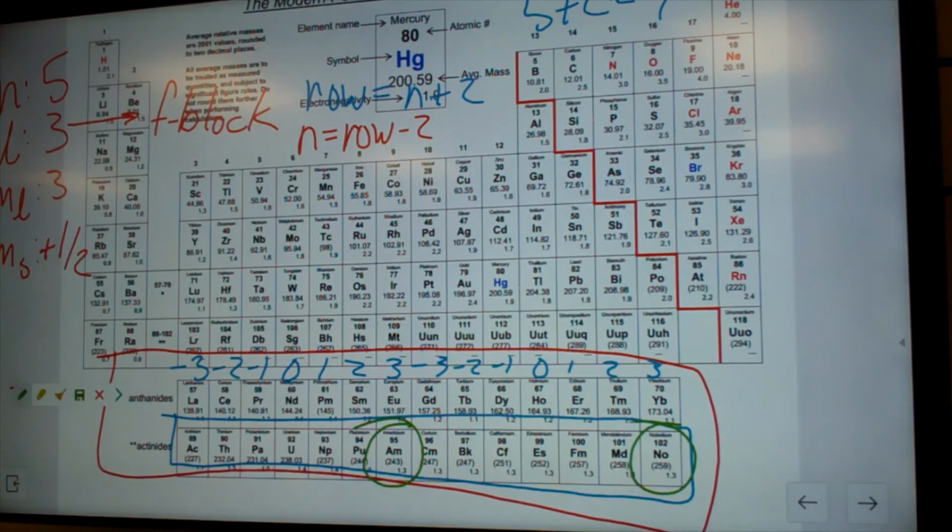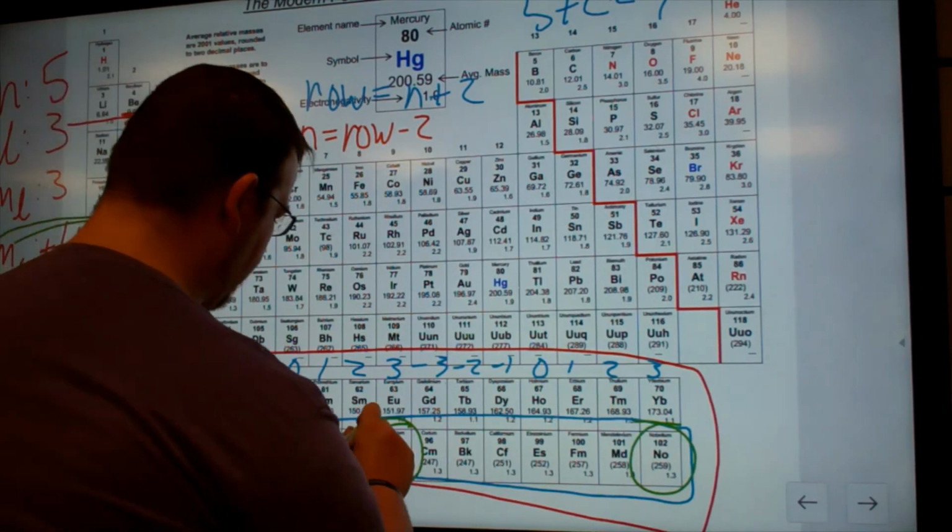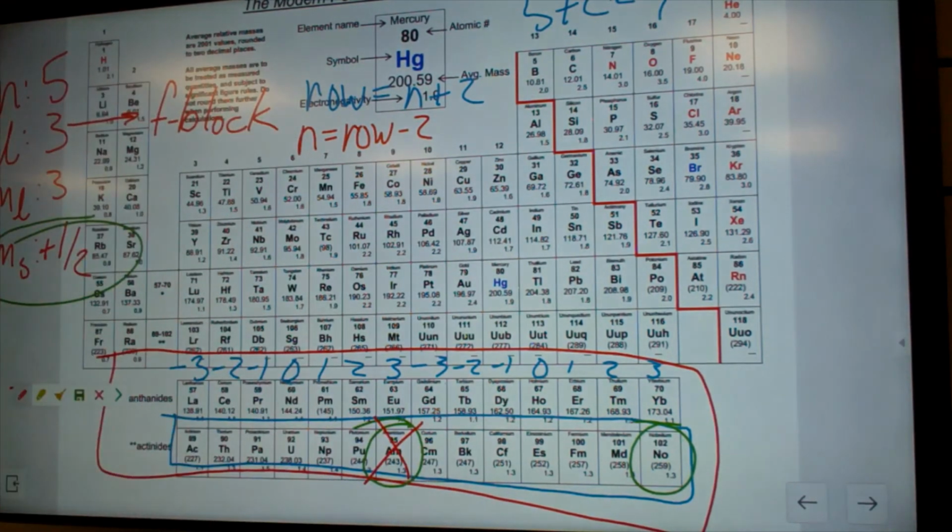Now I've got to decide which one it is, which is where the spin quantum number comes in. Plus 1/2 tells me that it is the first one of my elements and not the second one. So it is element number 95, americium. And that's how you do that.